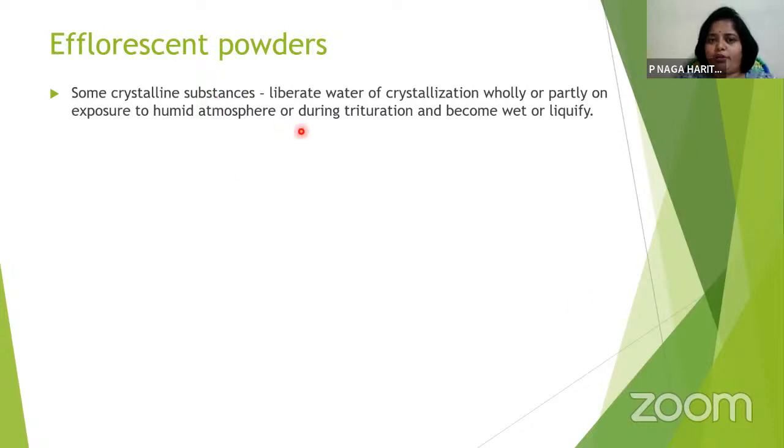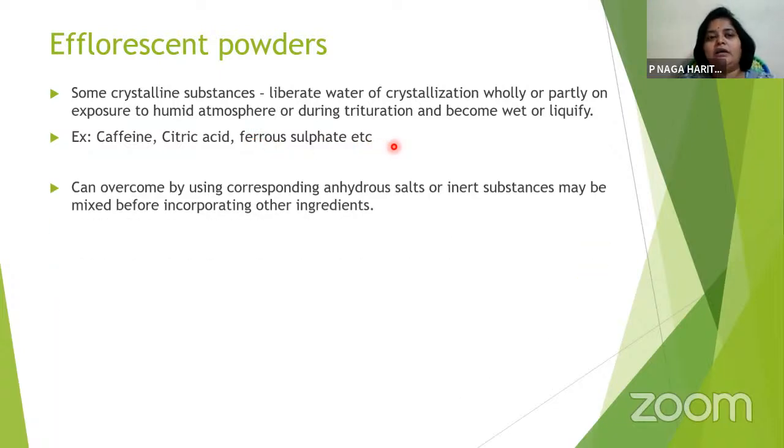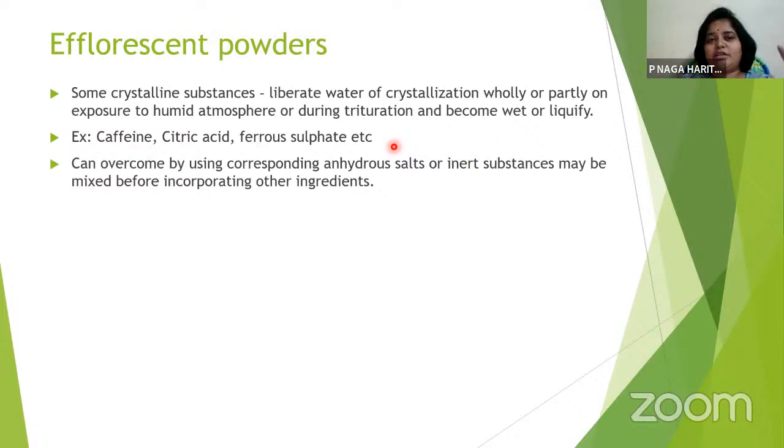Some crystalline substances liberate water of crystallization wholly or partly on exposure to a humid atmosphere or during trituration, and become wet or liquefied. Examples are caffeine, citric acid, and ferrous sulfate. That means these efflorescent powders just release the water out of them when they are exposed.